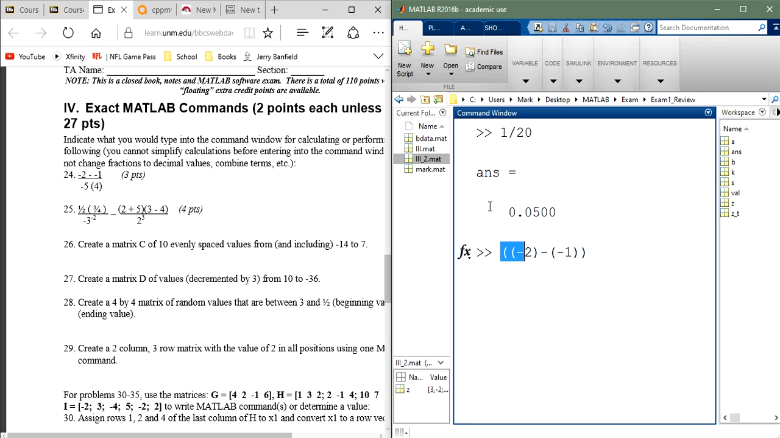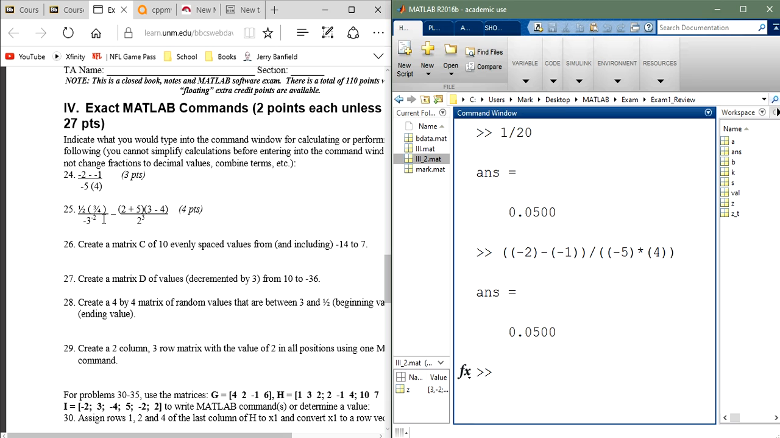So this is just the top part, and I put the whole thing in parentheses right here. Divided by, start my parentheses. I have -5 in parentheses. Then I have a multiplication. Then I have more parentheses, 4. And then I close my parentheses. That's all you have to do.